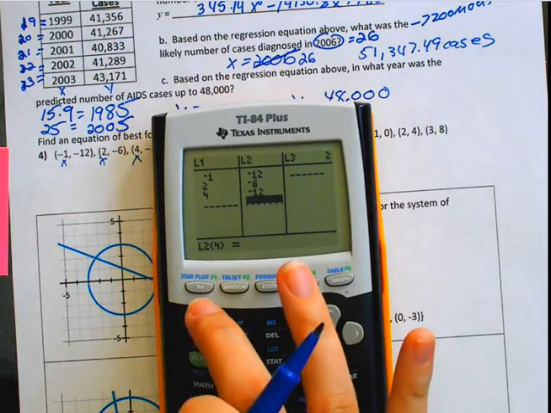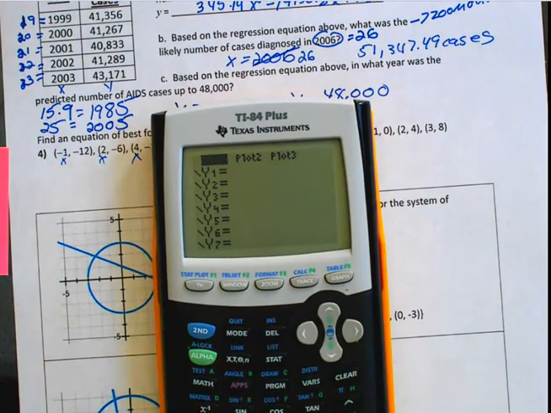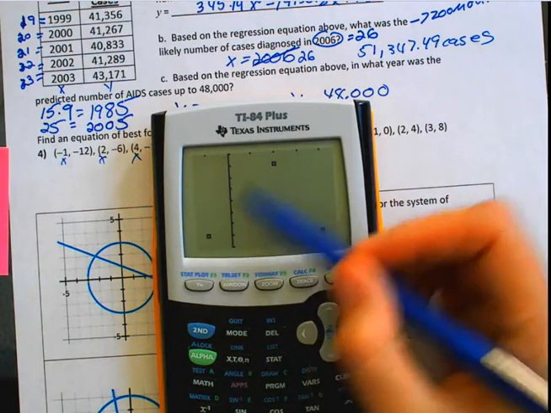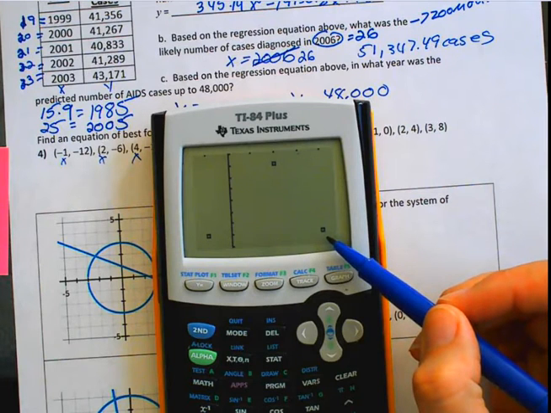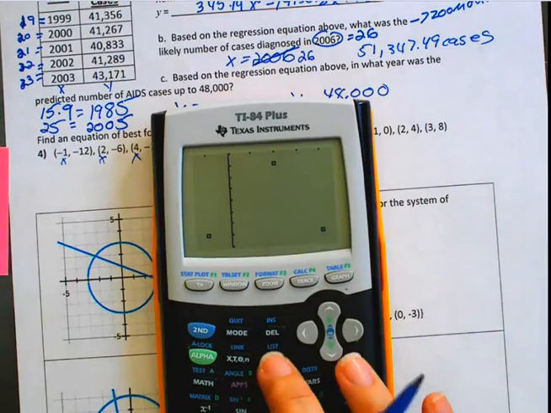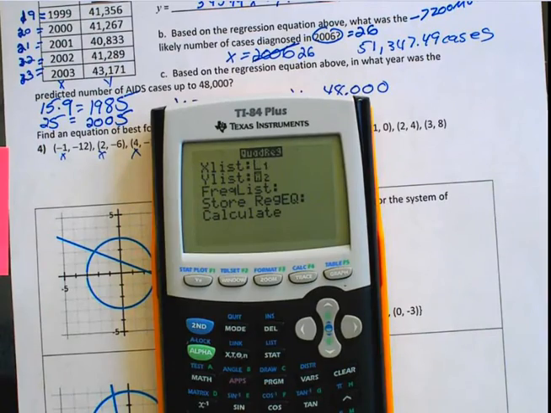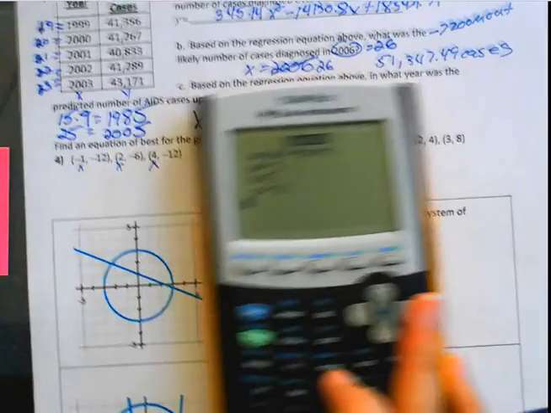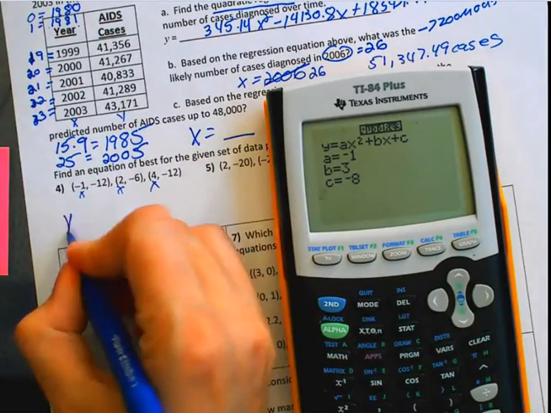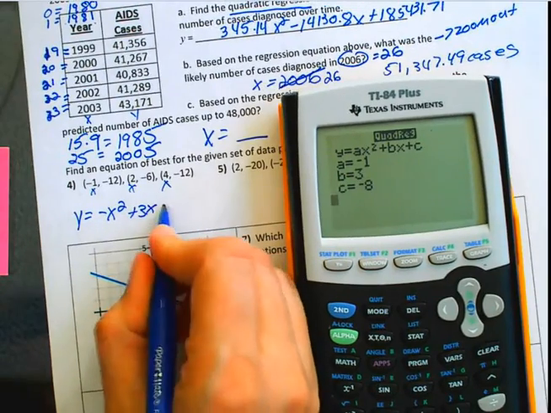So I'm going to go into y equals, I'm going to turn the stat plot on, so I can see what the data looks like. Zoom 9. That to me, because there's a point here, here, and here, looks like it's quadratic. So I'm going to use quadratic regression for this one. Each time you're making a judgment call. So stat, calc, quadratic. All this one wants is the equation. So y equals negative x squared plus 3x minus 8.